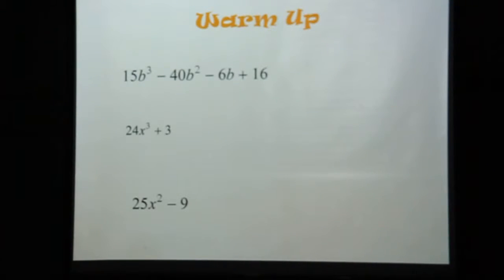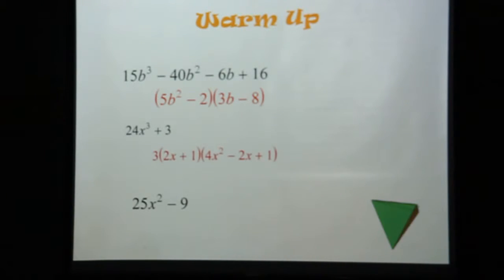So when we're factoring the first one, it's a difference, or we're factoring by grouping, sorry. So our answer is 5b squared minus 2 and 3b minus 8. On the second one, you've got to pull out a 3, right? And then it's a difference of cubes. And on the last one, it's a difference of squares, 5x plus 3, 5x minus 3.